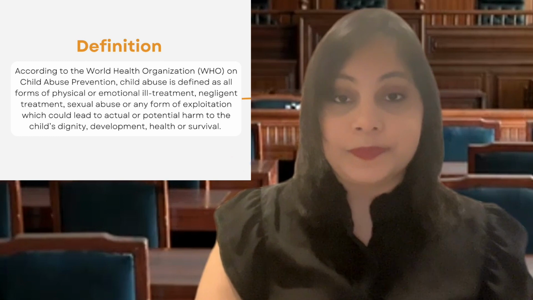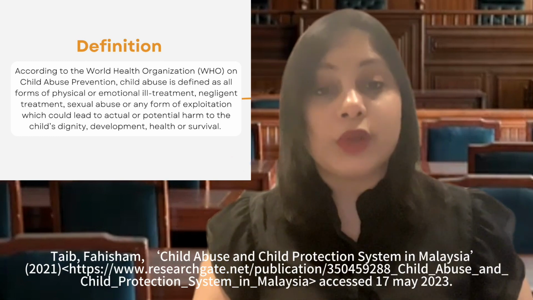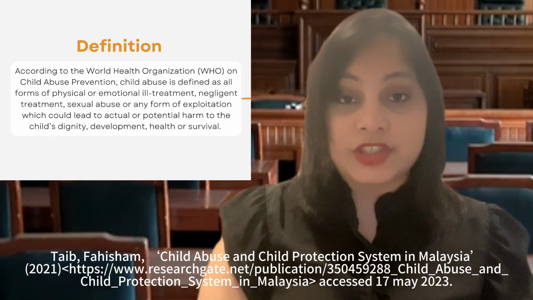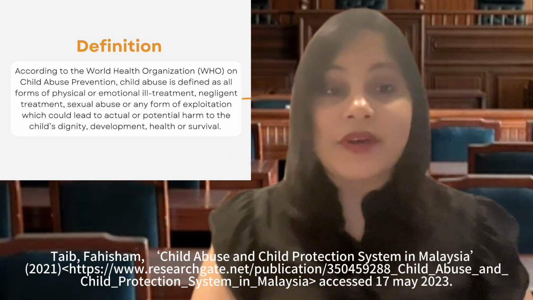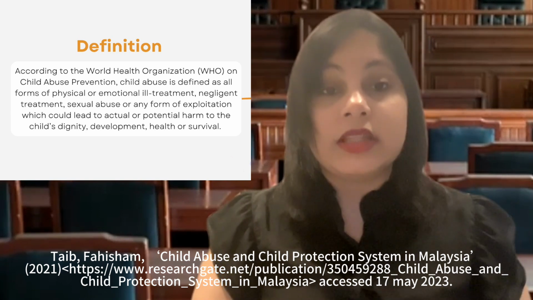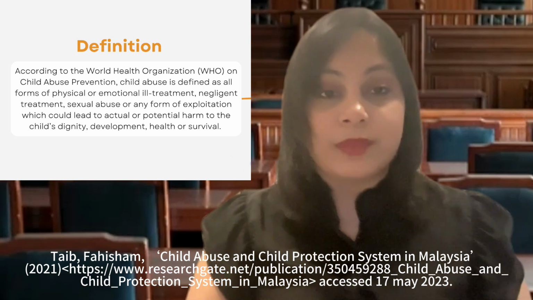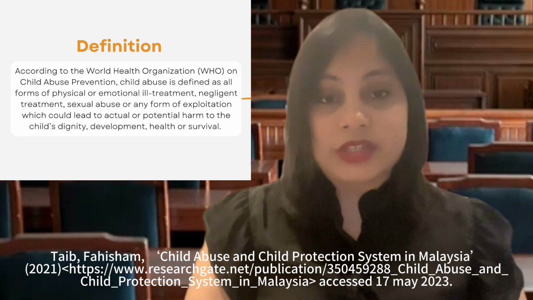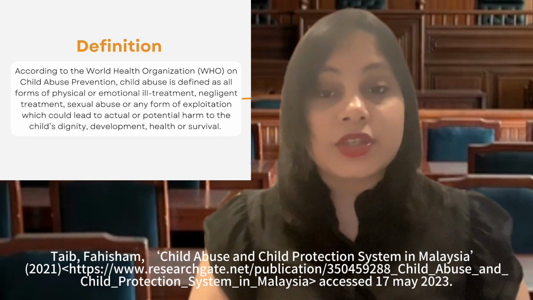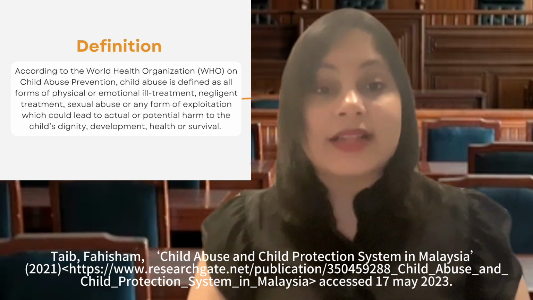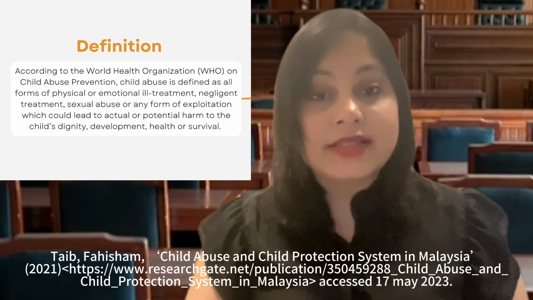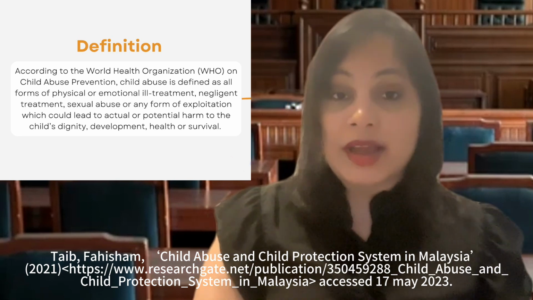In summary, domestic violence occurs when there is the use of force or the placement of fear of physical injury to the victim. Now, according to the World Health Organization on Child Abuse Prevention, child abuse is defined as all forms of physical or emotional ill treatment, negligent treatment, sexual abuse, or any form of exploitation which could lead to actual or potential harm to the child's dignity, development, health or survival.